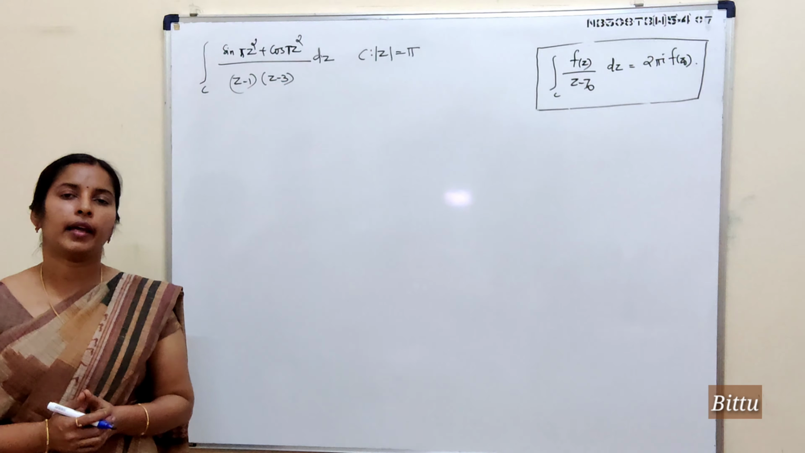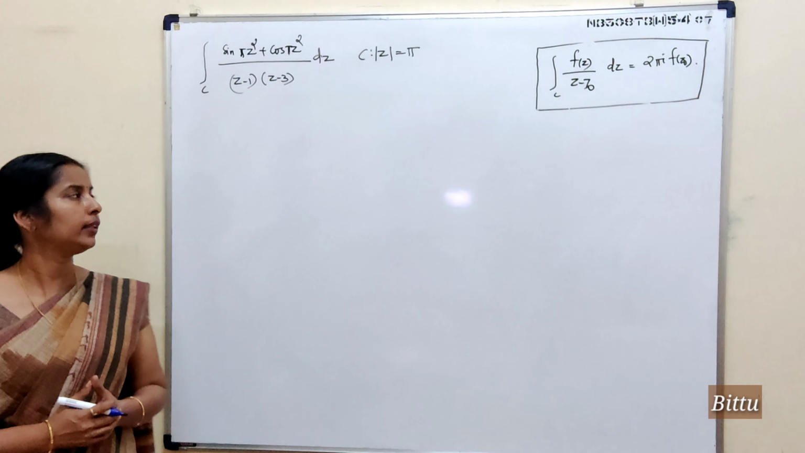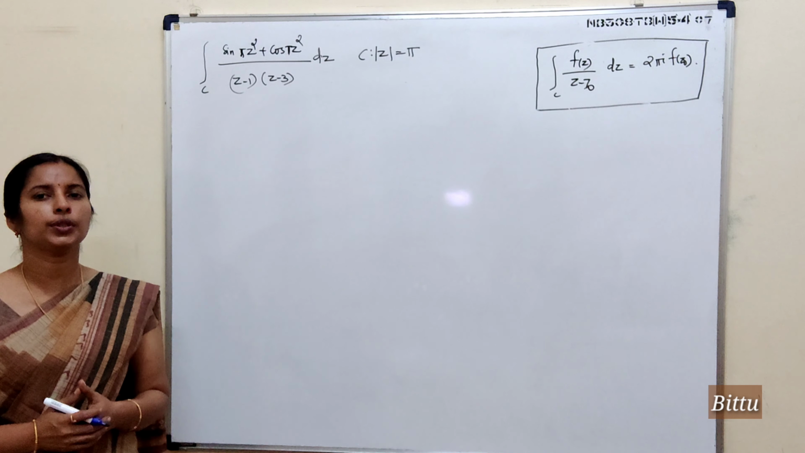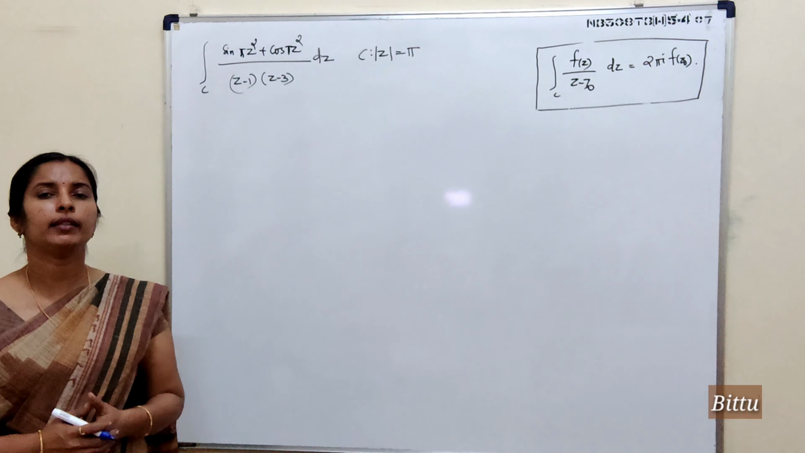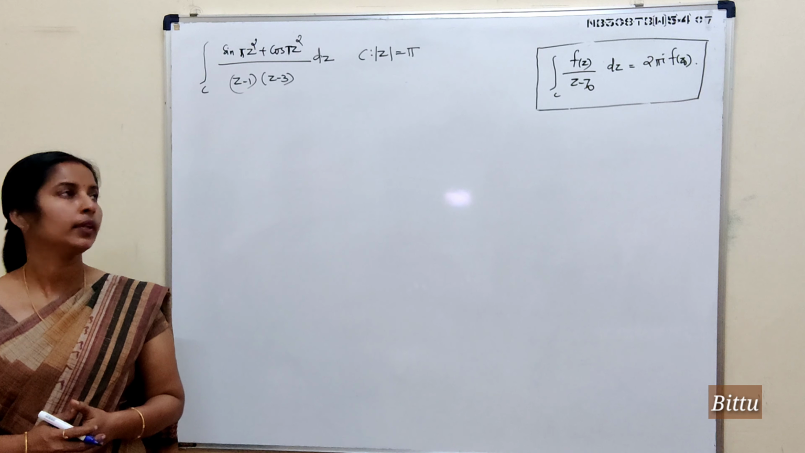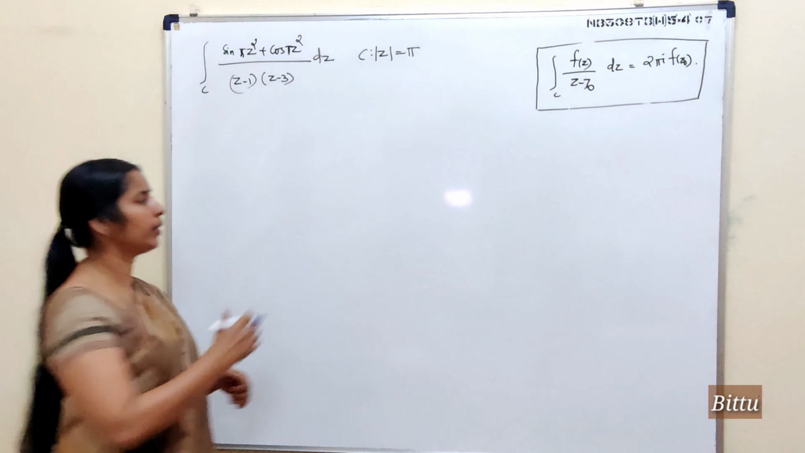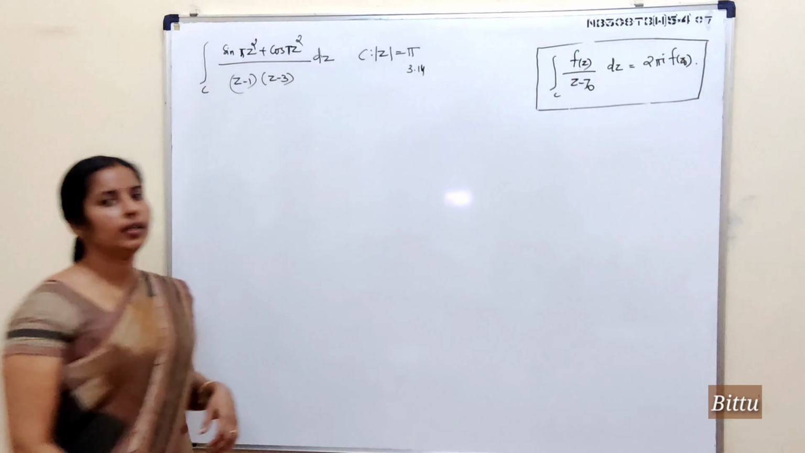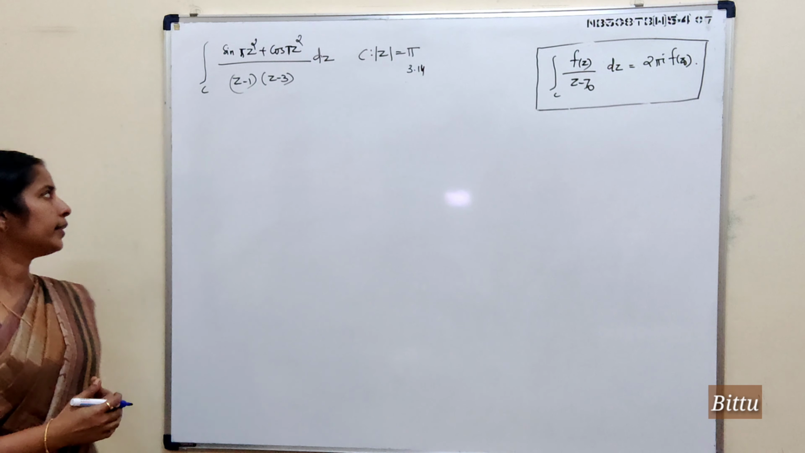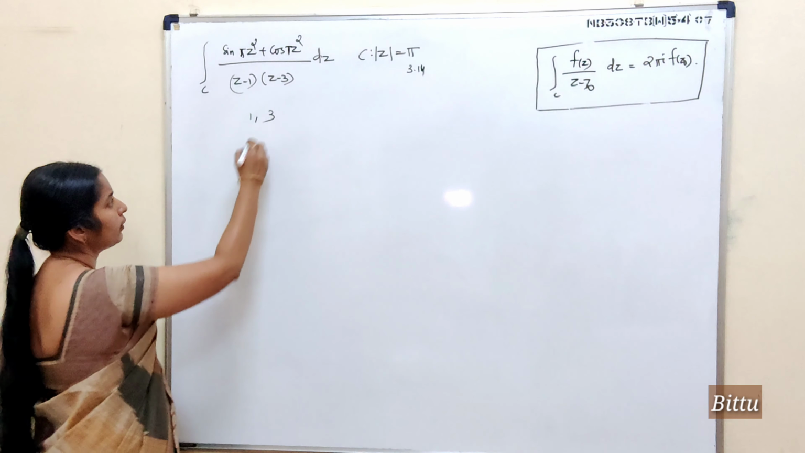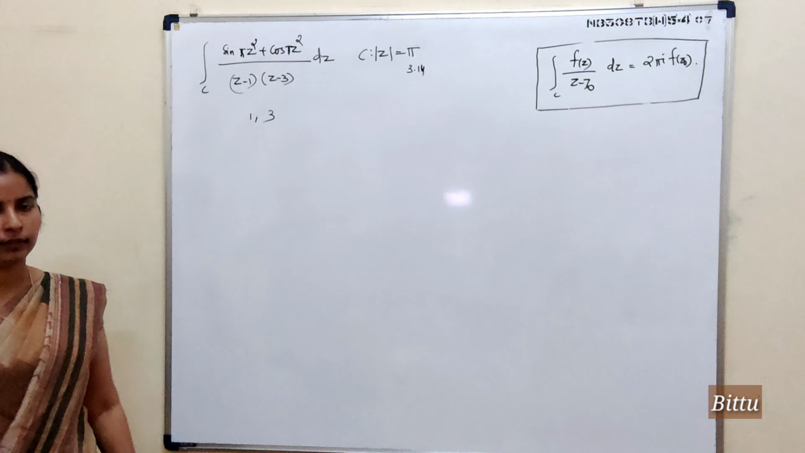Next we have to answer another interesting question. The question is the integral over C of (sin pi z square plus cos pi z square) by (z minus 1) into (z minus 3) dz, where C is mod z equal to pi. Here you have to keep pi as 3.14. See, in the given function, clearly the singularities are 1 and 3. Clearly, both are inside of C.